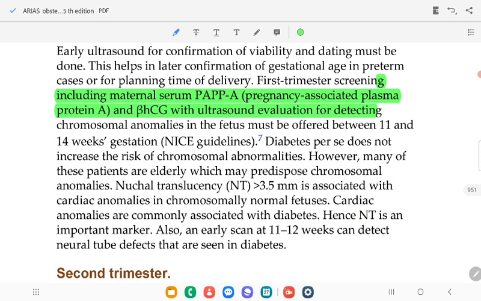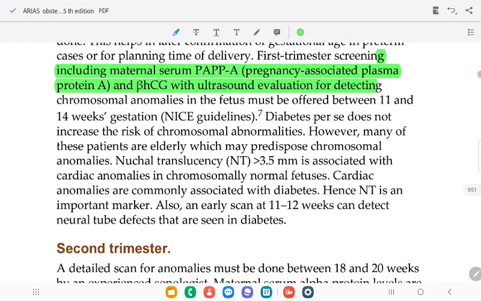Dating must be done. This helps in later confirmation of the gestation in preterm cases and for planning the time of delivery. First trimester screening, including maternal serum PAPP-A and beta hCG with ultrasound evaluation for detecting chromosomal anomalies in the fetus, must be done between 11 to 14 weeks of gestation.